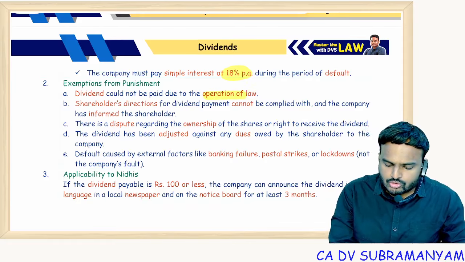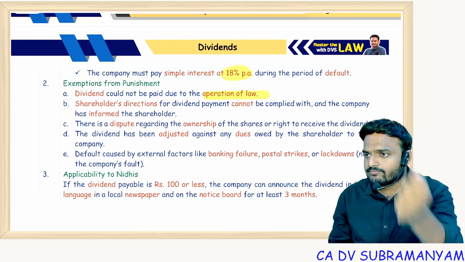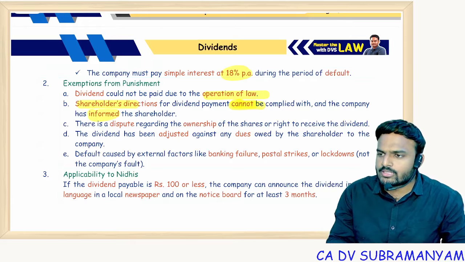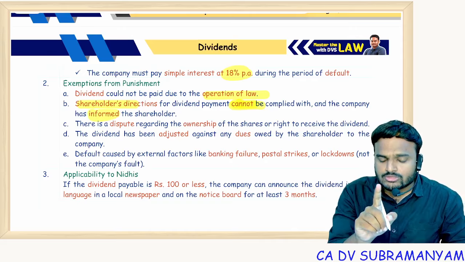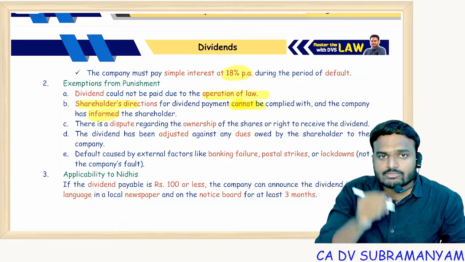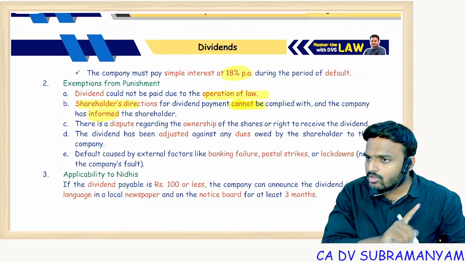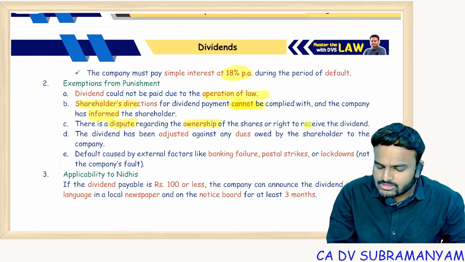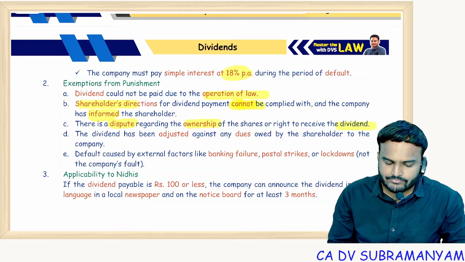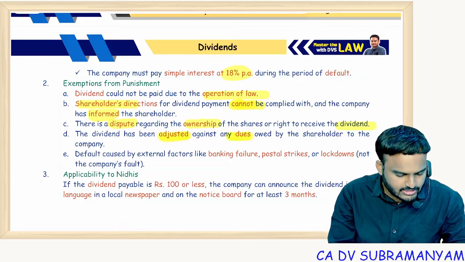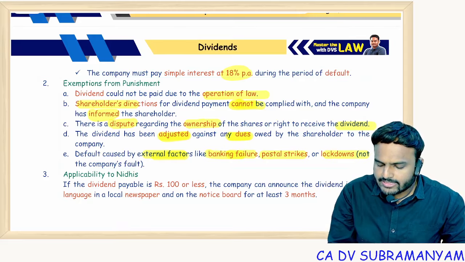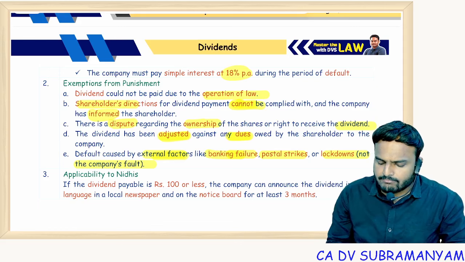First one is due to operation of law. Member became insolvent, for example. Shareholder direction cannot be complied with and the company informed the shareholder. In many previous examination questions, where the company failed to inform the shareholder, that point was given. Now the company is exempted or not exempted, because communication with the shareholder is also required. And there is a dispute regarding ownership of the shares and right to receive the dividends. Also, the dividend has been adjusted against any dues owed by the shareholder to the company, and default caused by external factors like banking failure, postal strikes, lockdowns, which are not within the company's hands.